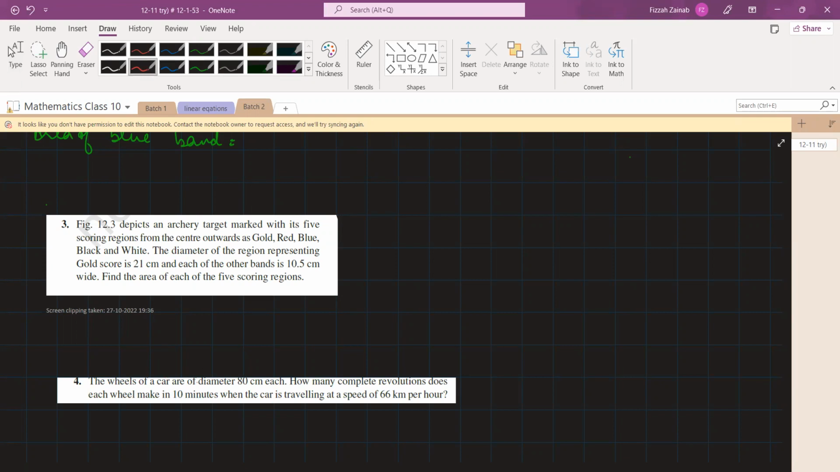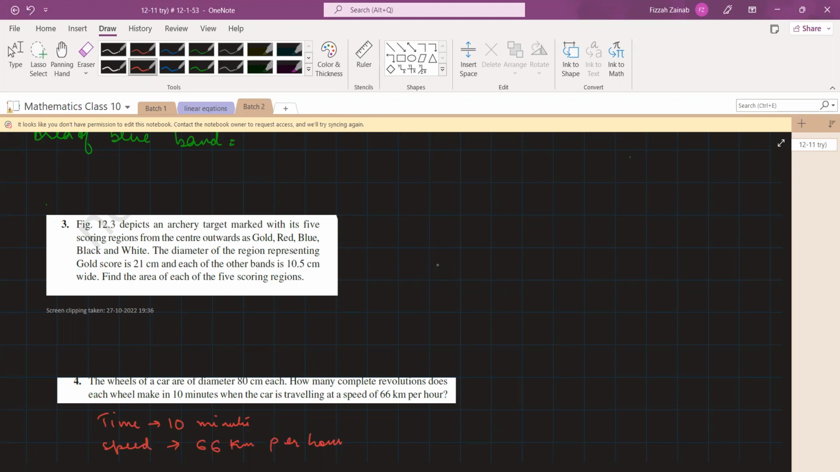Okay, now the wheels of a car are of diameter 80 centimeter each. How many complete revolutions does each wheel make in 10 minutes when the car is traveling at a speed of 66 kilometer per hour? So basically here time is given, which is 10 minutes. So you have to consider only 10 minutes here. And speed during these 10 minutes is given, which is 66 kilometer per hour. These two things are given. And then you have to find the number of revolutions.